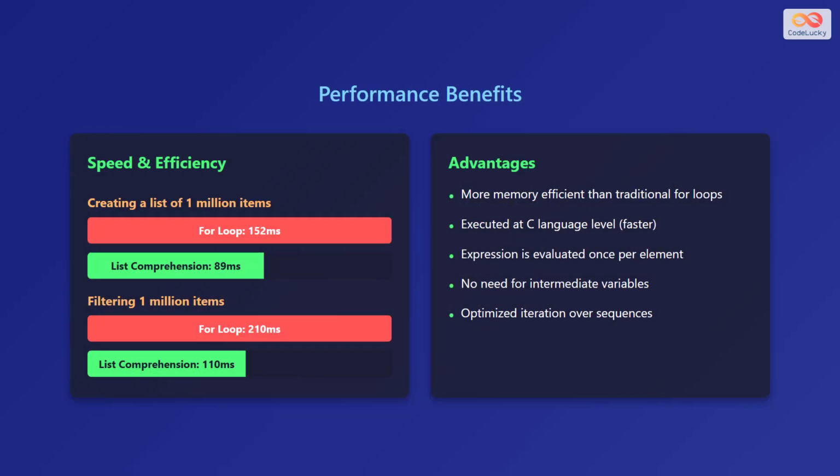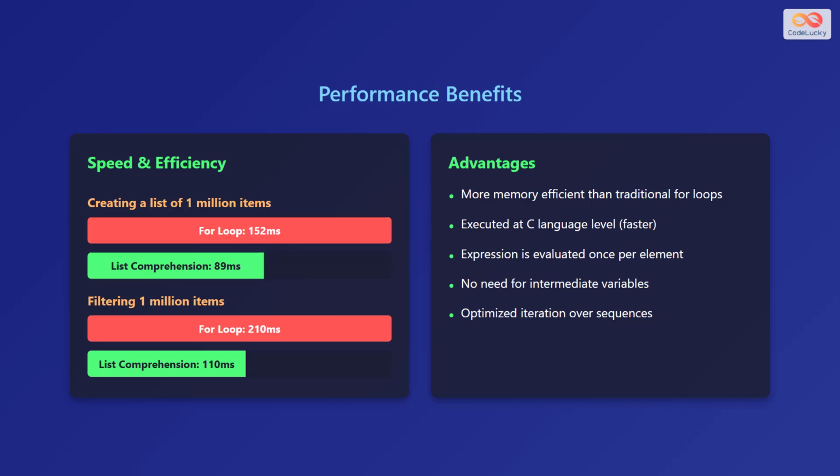List comprehensions offer significant performance benefits compared to traditional loops. List comprehensions are generally faster and more memory efficient. The primary reasons are that they are often executed at the C language level, expressions are evaluated once per element, and there is no need for intermediate variables.